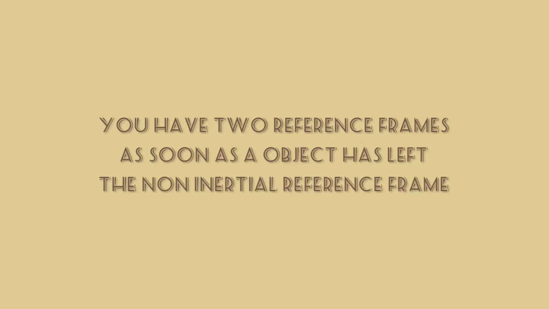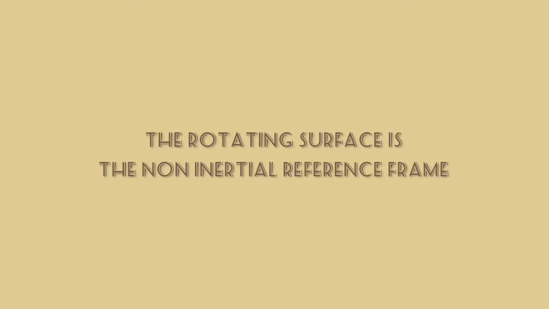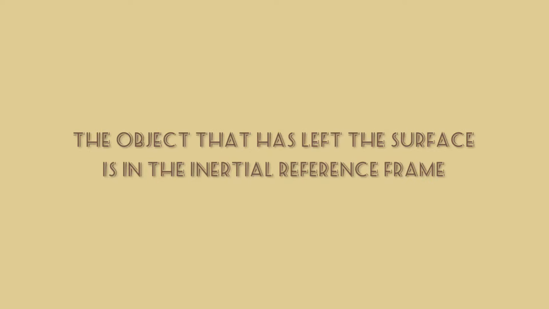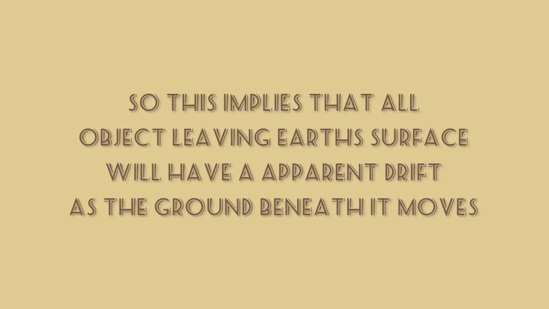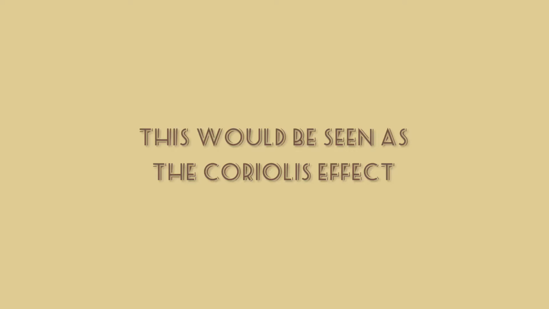You have two reference frames as soon as the object has left the non-inertial reference frame. The rotating reference is the non-inertial and the one that's left the surface is the inertial. So this implies that all objects leaving Earth's surface will have an apparent drift as the ground beneath it will move. This would be seen as the Coriolis effect.